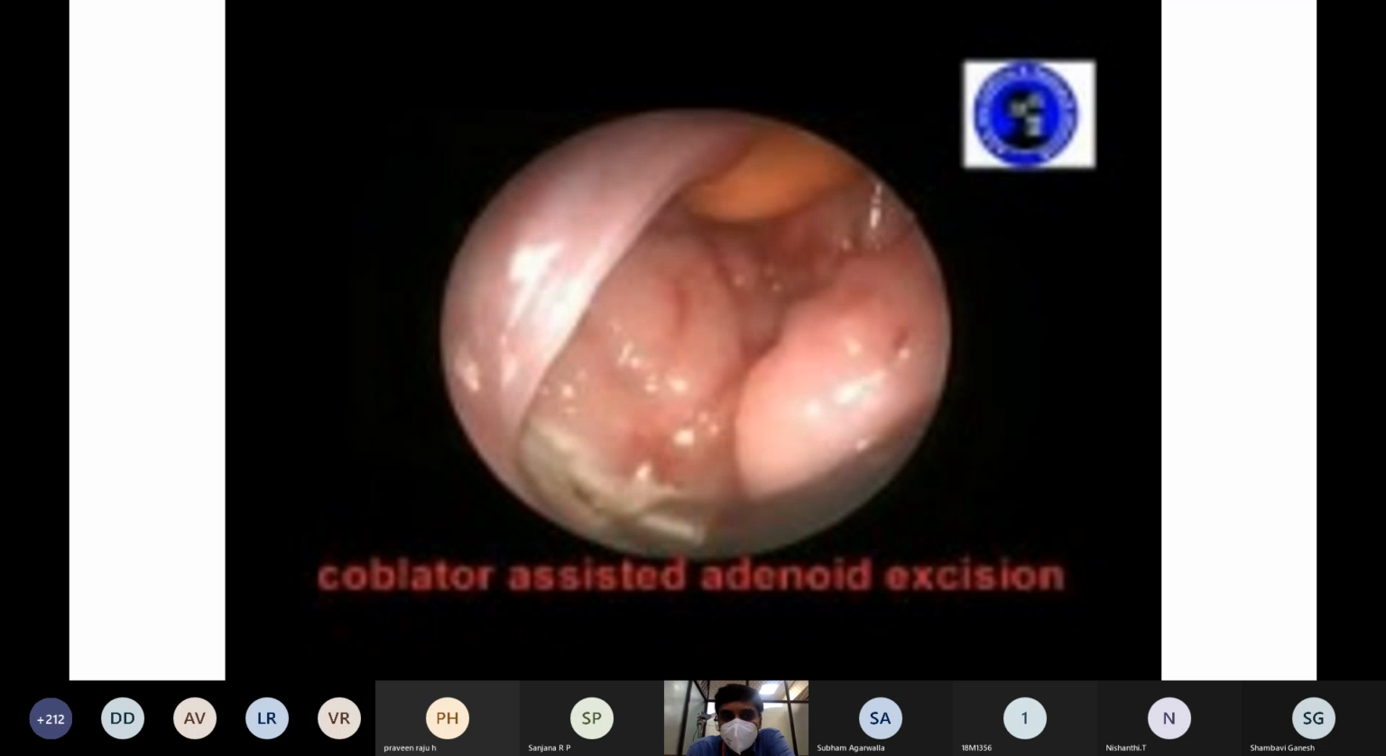Today, I am going to share with you the use of one instrument which is known as coablation assisted surgery. So first will be endoscopic assisted coablation adenoidectomy. It's a short video. So just look at the video.